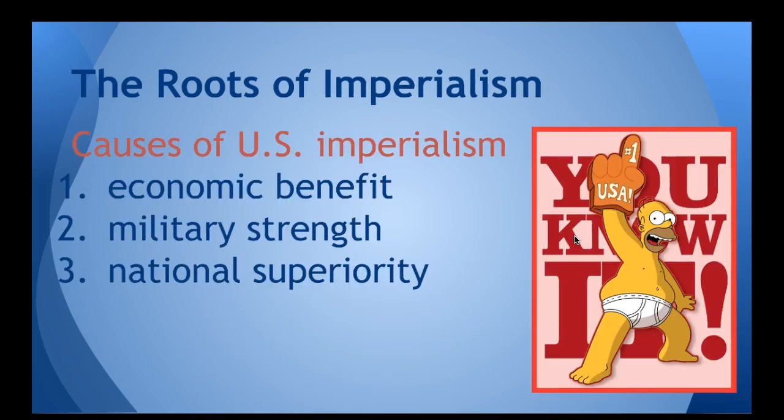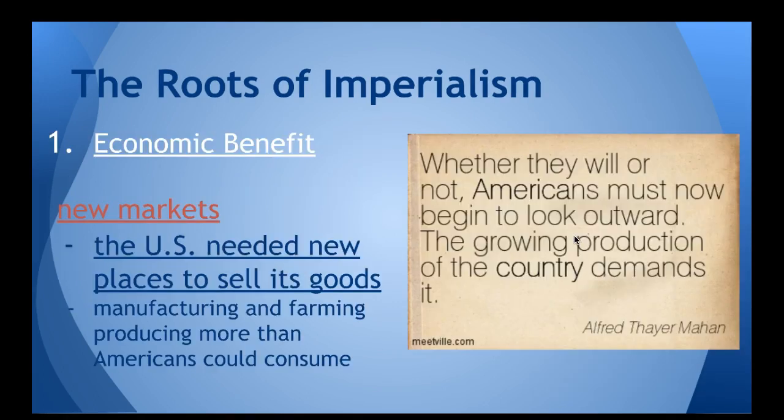So causes of U.S. imperialism. There are three that we're going to discuss in more detail: economic benefit, military strength, and national superiority. So let's start with economic benefit. One of the motivating factors behind the United States going into other places is because we needed new markets. We needed new places to sell our goods.